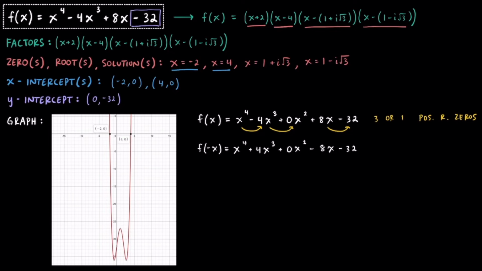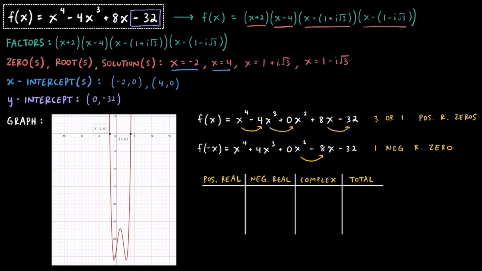Then, looking at f of negative x, there's only one sign change, so we can possibly have one negative real zero. Let's look at this on a chart together. From looking at the sign changes for f of x, we knew that there could possibly be 3 or 1 positive real zeros. And from looking at f of negative x, we knew that there really could only be 1 negative real zero. And since we were given a quartic polynomial or a 4th degree polynomial from the beginning, we knew that there had to be a total of 4 zeros from the beginning.